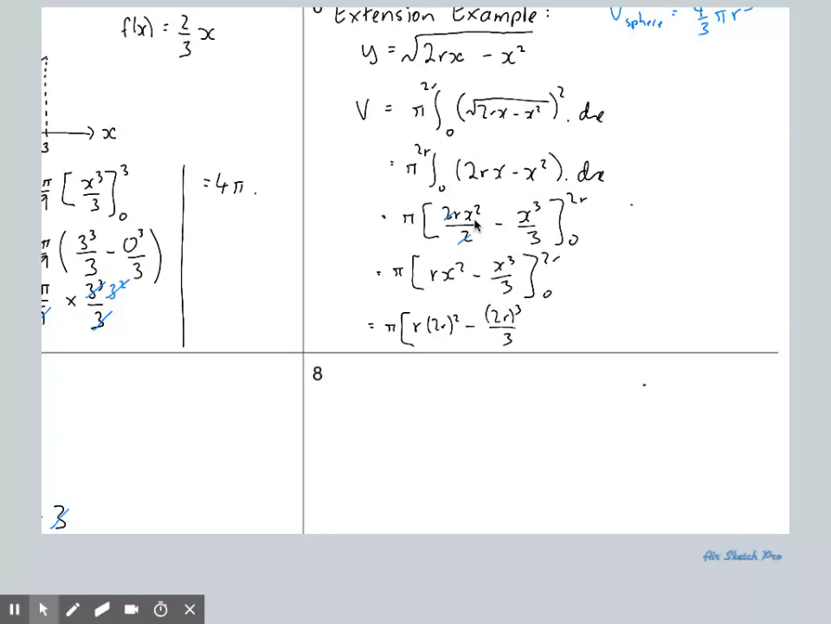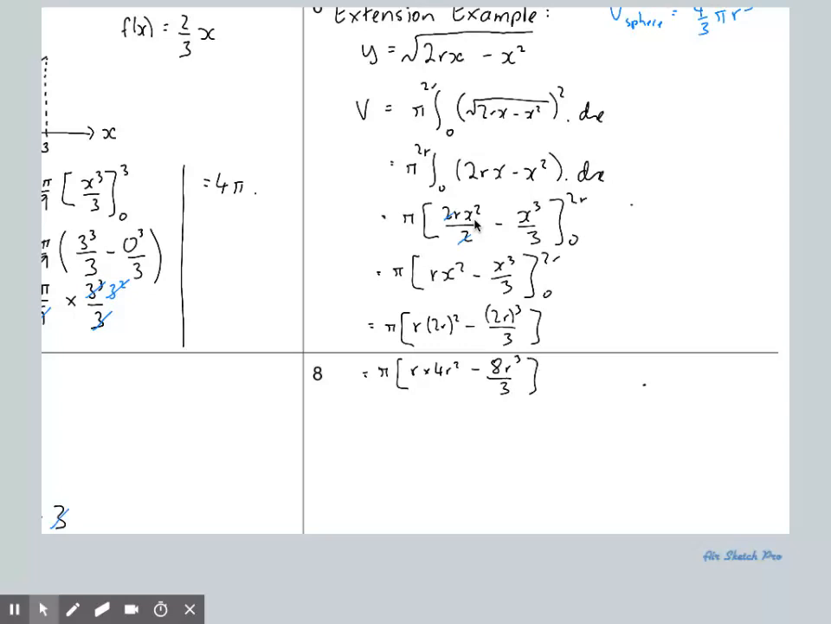Because I'm subtracting the lower boundary substituted in, that x would be 0 and that x would be 0, so the whole thing would be 0. I would effectively be subtracting 0, so I'm not going to include it. Now I'm just going to simplify the insides of the brackets. So I've got r times 4r squared minus 8r cubed over 3.